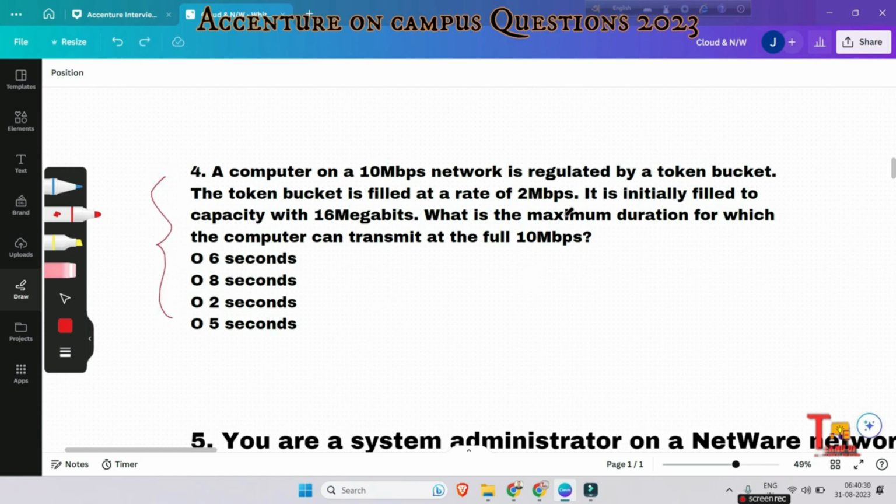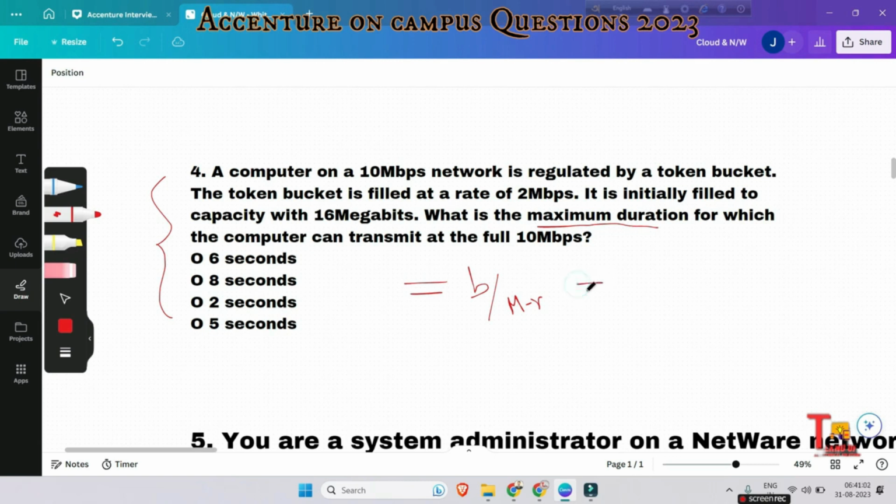Okay, let me solve the problem. Actually, what is the maximum duration for which the computer can transmit? The formula to calculate the maximum duration is B by M minus R, right? Where B is the capacity of the token bucket, M is the maximum possible transmit rate, and R is the rate at which new tokens are added.